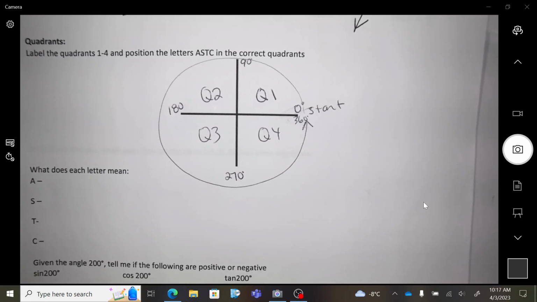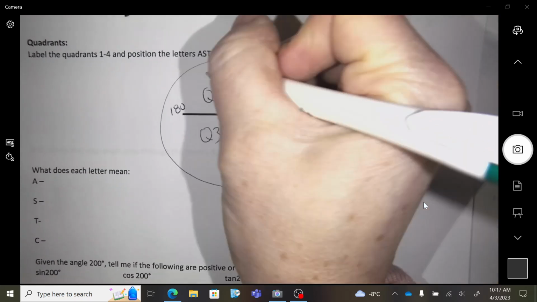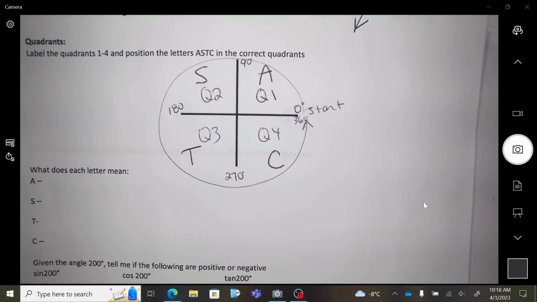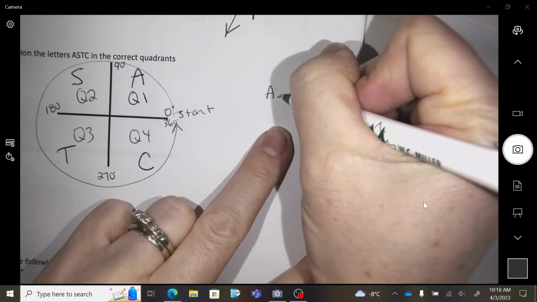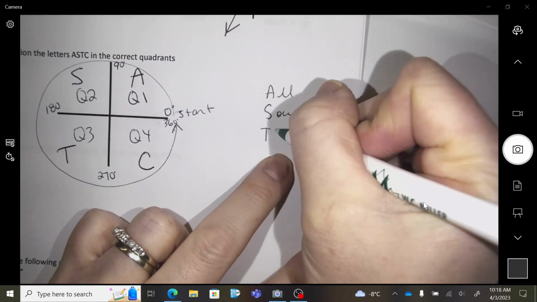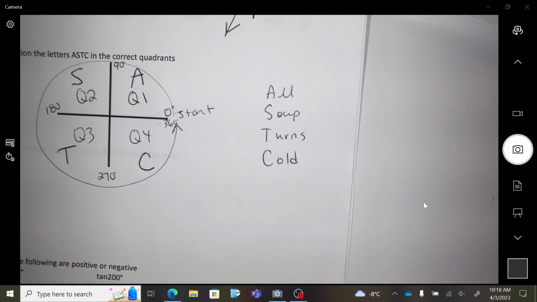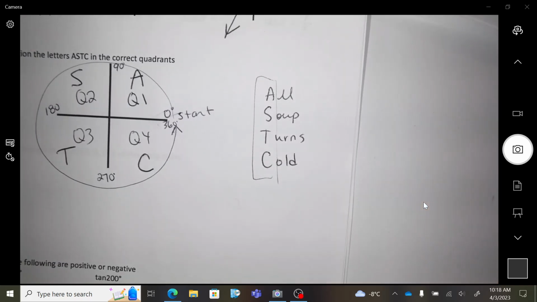In the quadrants, you're going to hear this saying, and you're going to use it over and over and over again. You're not going to forget it. It's called ASTC. So A, S, T, and C, ASTC. And if you want something silly to remember it, I say all soup turns cold. And that's kind of how I remember it. I know. What are you talking about? All soup turns cold. Why is that not proper? What's wrong with my English? Well, doesn't soup turn cold if you leave it? True.